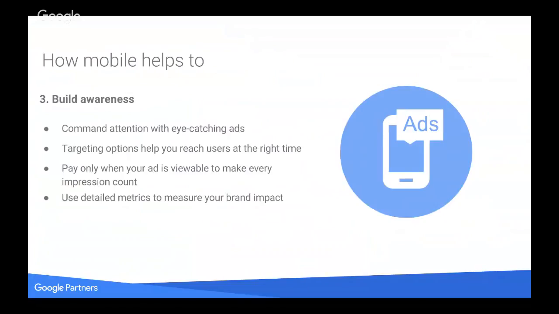And the last thing that mobile helps you do is to build awareness. Now, this is in terms of how you structure your campaign or how you create the ads. Having text that is friendly to mobile user devices, as well as targeting options that help you reach users at a specific time. And then optimizing your campaign to see how your campaign reaches out to users who are reaching out to your business.